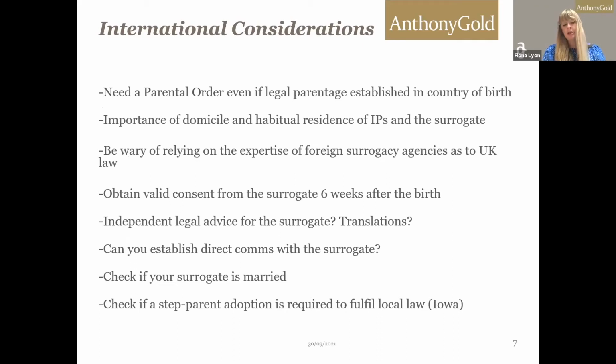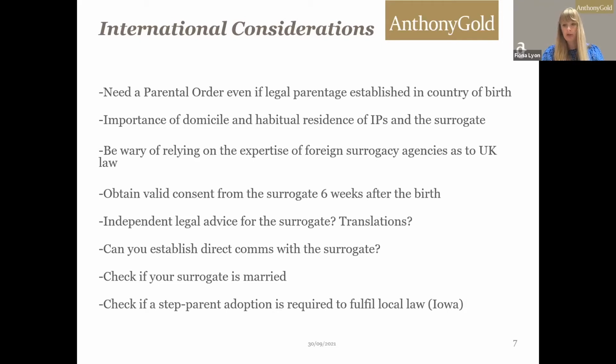What I would say is that you need to be wary of relying on the expertise of the foreign surrogacy agency as to UK law, and you need to cross-check that back to UK advice. Don't just rely on the fact that they will understand what is going on here. Especially if commercial surrogacy is allowed in that country, you don't want to effectively be sold something and find that it's not going to work when you get back to this country.